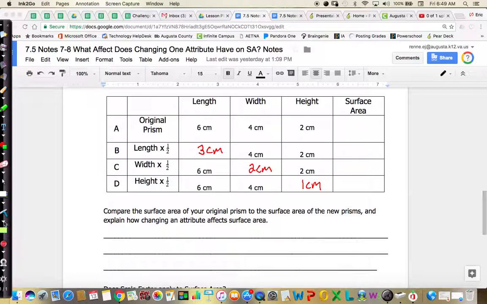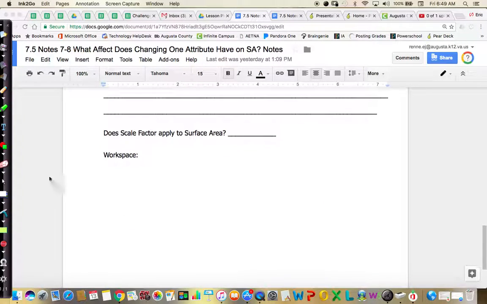Okay, so go ahead down to the workspace and write the letter A. And of course, write the formula. So surface area equals 2LW plus 2LH plus 2WH. Now we're going to look at the chart and figure out what our length, width, and height is. So the first part is 2LW. So we're going to write 2 times 6 times 4.